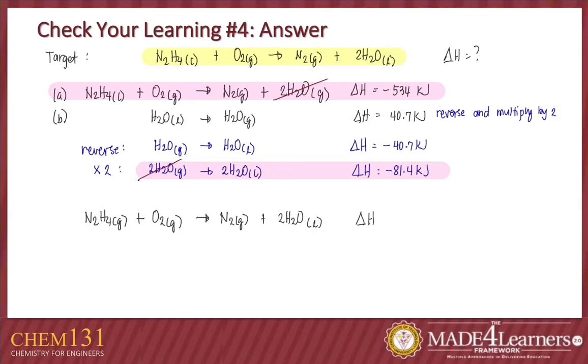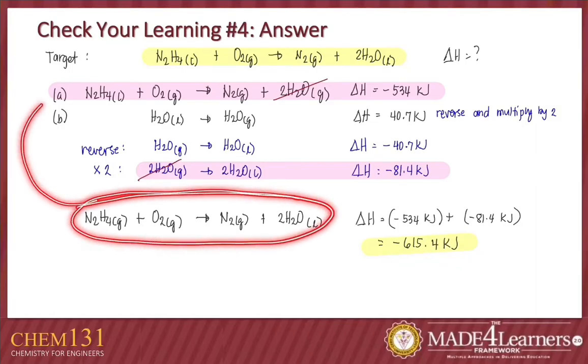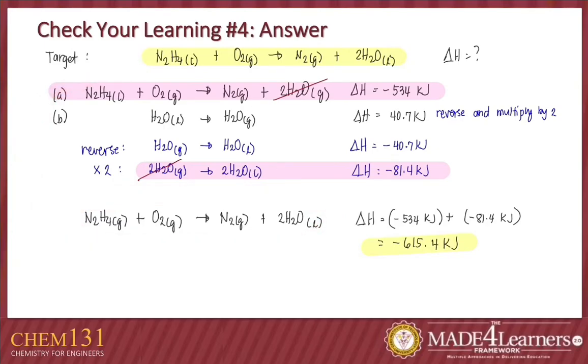So, negative 534 kilojoules plus negative 81.4 kilojoules. And that would give us a total of negative 615.4 kilojoules. So, if what is produced is liquid instead of gas, then a greater amount of energy is released. So take note that this final equation is already the same as the target equation.